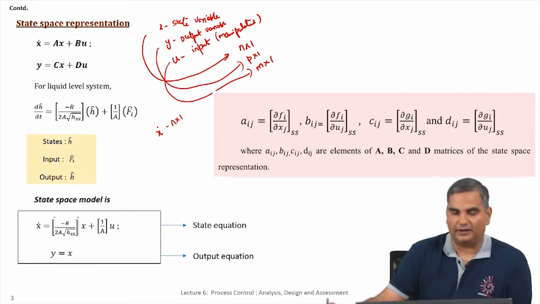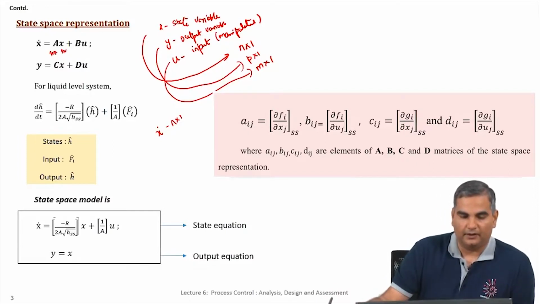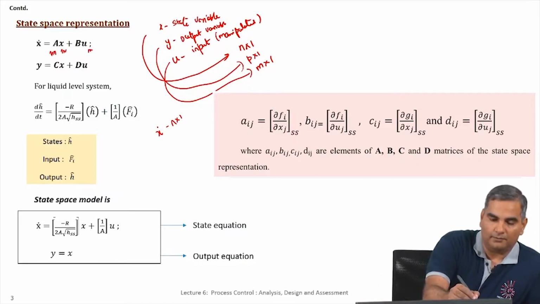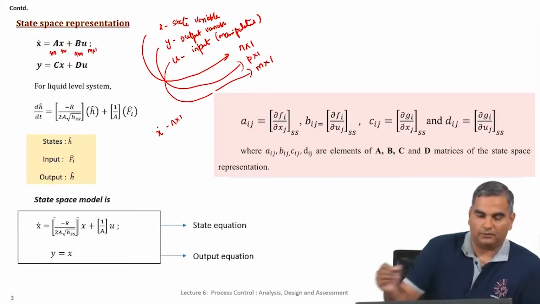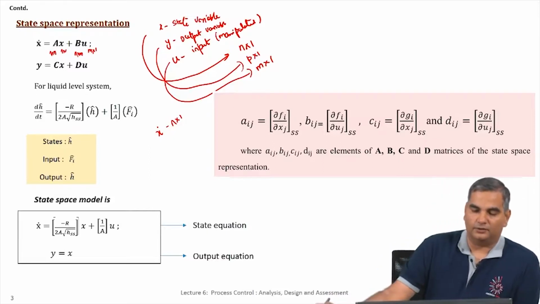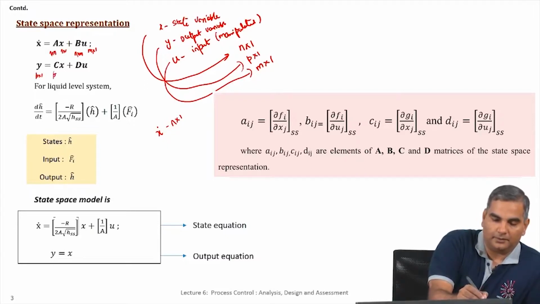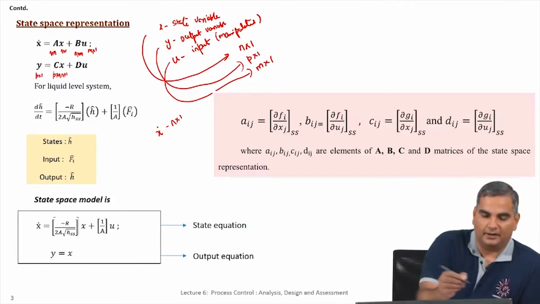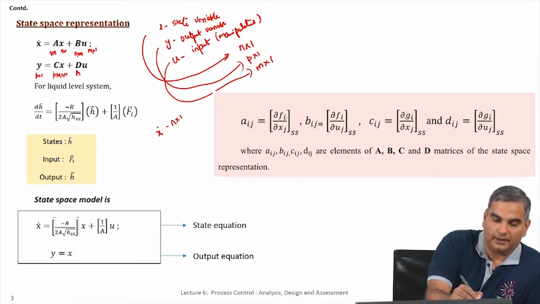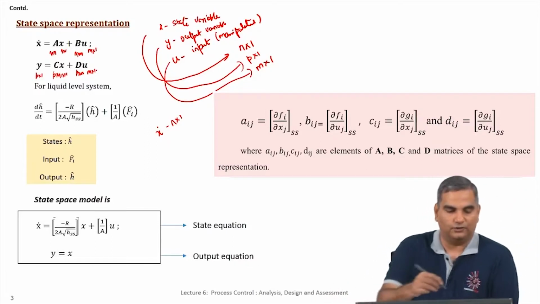Now, if x is n by 1, x dot is also n by 1. So, this is the derivative of the n states. So, this A matrix has to be n by n, only then you can do the matrix multiplication. And similarly, because u is m by 1, there are m inputs, this B matrix has to be n by m, so that this matrix multiplication can be done. Now, since y is p by 1, this C matrix has to be p by n because x is n by 1. And similarly this D matrix has to be p by m and u is m by 1, so that you can do the matrix multiplication. So, this is the general scheme.